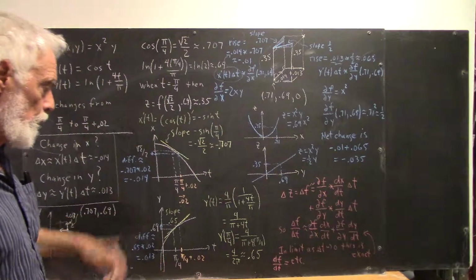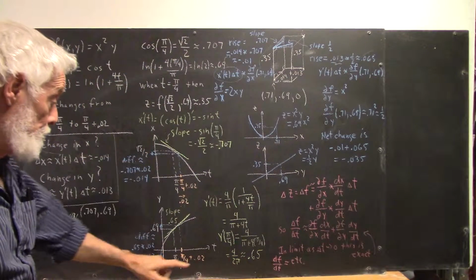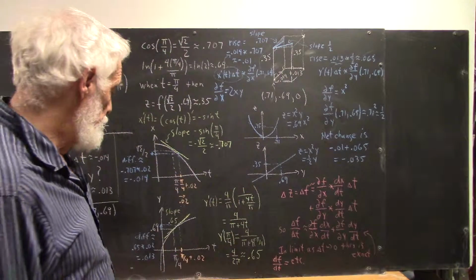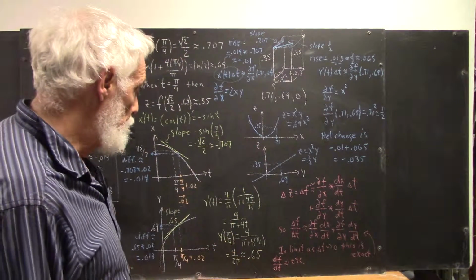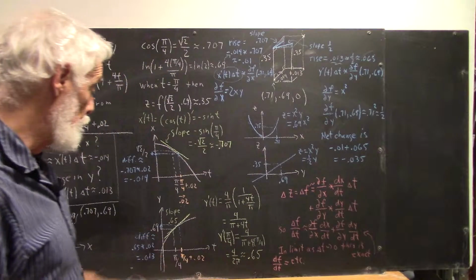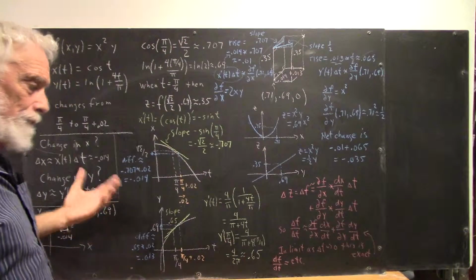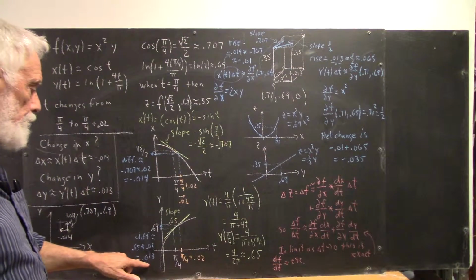And we do the same thing with y. The change in y, we multiply the derivative, which comes out to be about 0.65 when t equals pi over 4, by the increment, and we get a change of about 0.013.